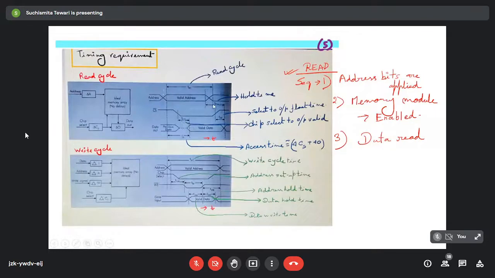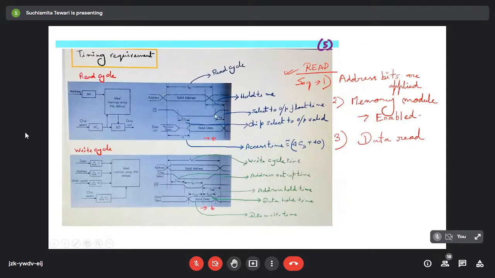Now what is this particular time? It is called the hold time. Hold time means, after the address bit is taken away from here and the chip select becomes disabled, this is the time difference that is denoted as the hold time. And what is this time? This is the select to output float time.